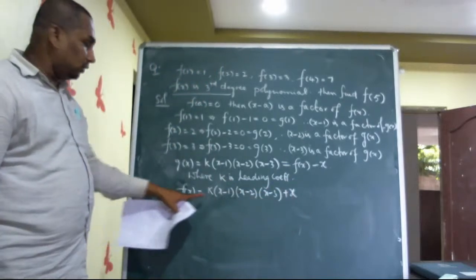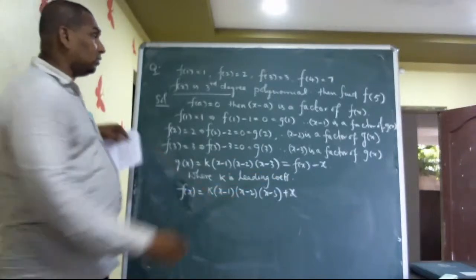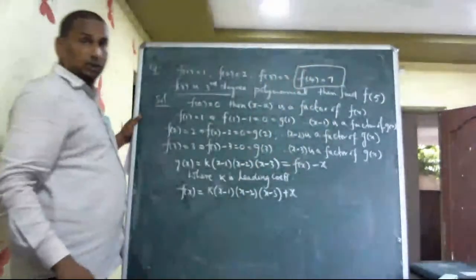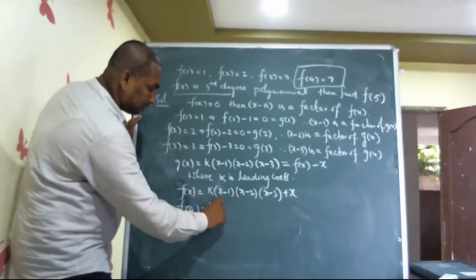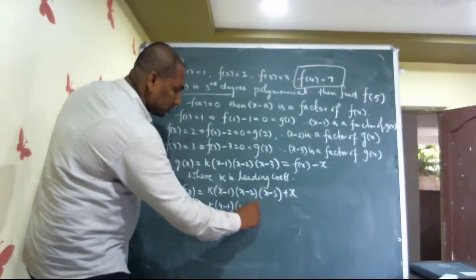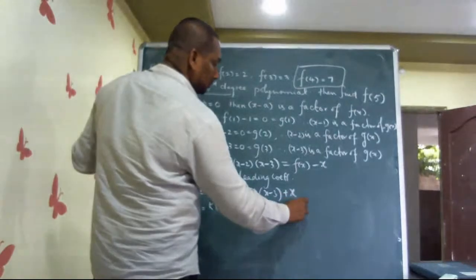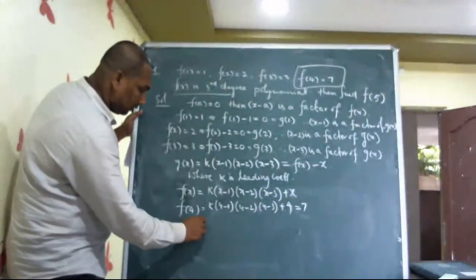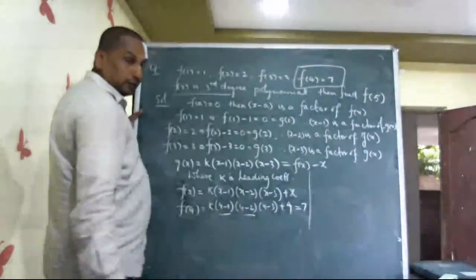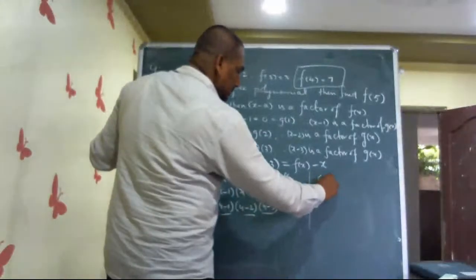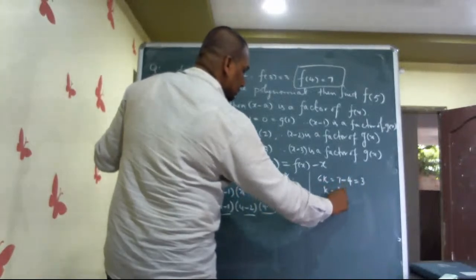In this f of x, we know these are all known quantities and k is the unknown quantity. To get k value, one more condition is given in the question. That is f of 4. F of 4 is equal to k times of 4 minus 1, 4 minus 2, 4 minus 3 plus 4 is equal to 7. Then what is k value? 3 2s 6, 1s 6. 6k is equal to 7 minus 4, 3. So k is equal to 3 by 6.